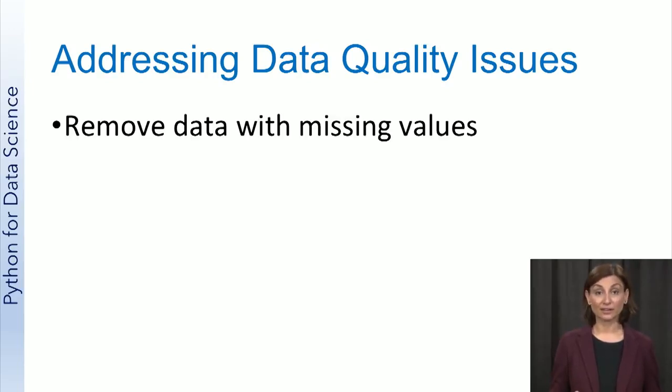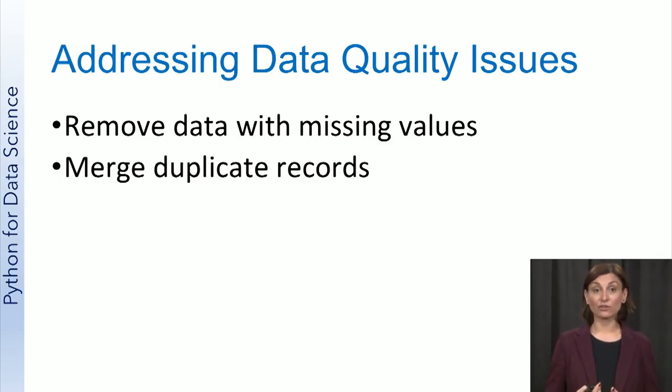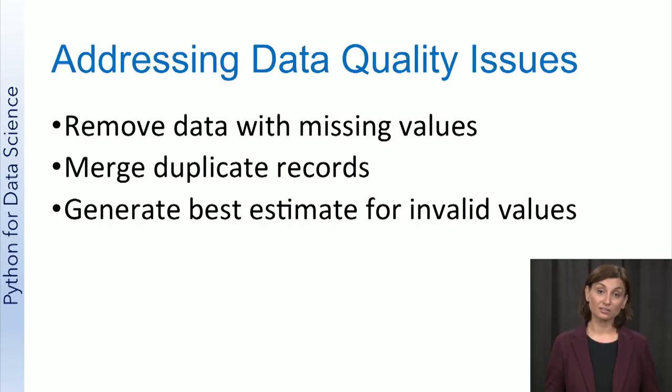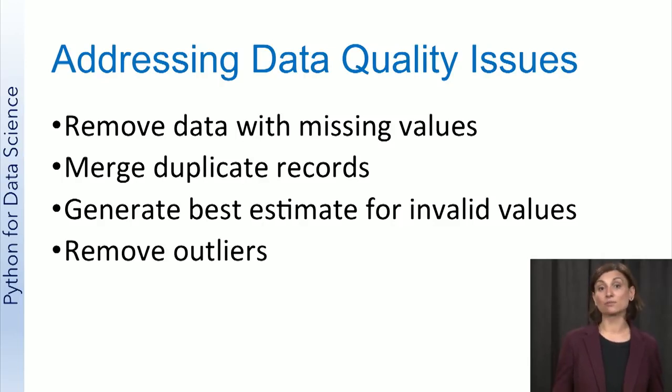We can remove the data records with missing values. We can merge duplicate records. This would require a way to determine how to resolve conflicting values. Perhaps it makes sense to retain the newer value whenever there is a conflict. For invalid values, a best estimate for a reasonable value can be used as a replacement. For example, a missing age value for an employee can be filled in based on a reasonable estimate on the employee's length of employment. Outliers can also be removed if they are not important to the task.